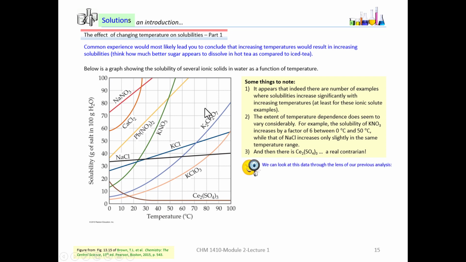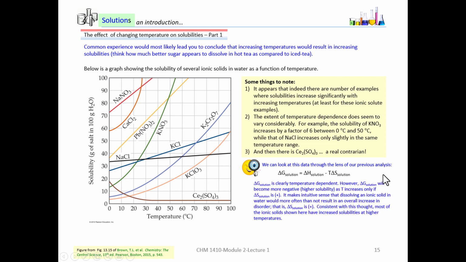Now we can look at the data in this table through the lens of our previous analysis, where we talked about the fact that the overall free energy change, delta G, for the solution process is equal to the overall enthalpy change minus T, absolute temperature, times the overall change in entropy, delta S of solution. In this equation, you can see that delta G of solution is clearly temperature dependent. There's a T right in the equation.